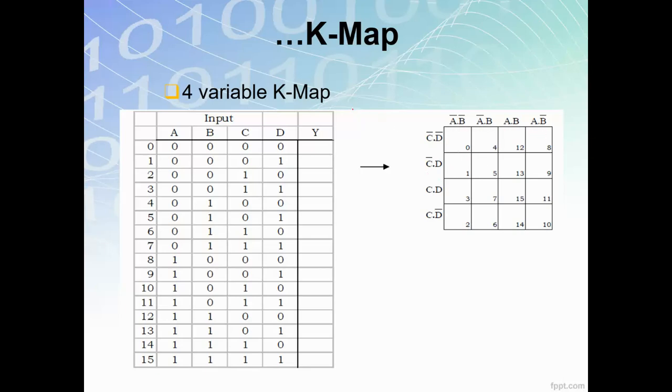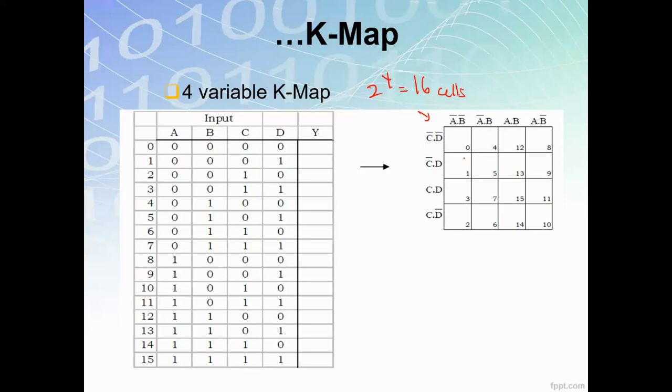Okay, and for the 4 variable Kmap, you have 2 to the power of 4, which is 16. So 16 means you have 16 cells. The 16 cells will be represented by the Kmap with 4 columns, which are A bar dot B bar, A bar dot B, A dot B, and A dot B bar. And the rows will be C bar dot D bar, C bar dot D, CD, and C D bar.